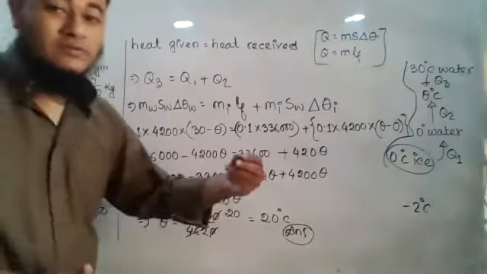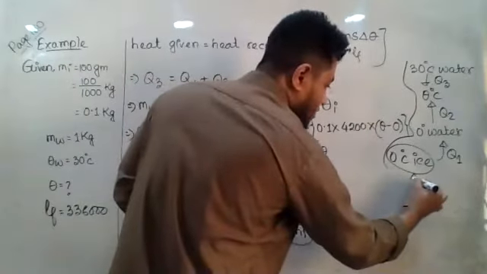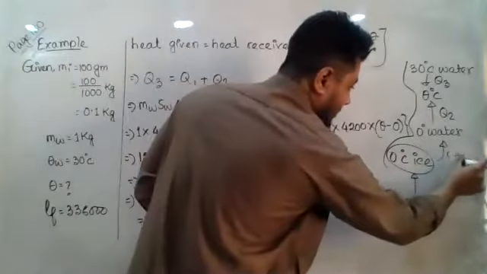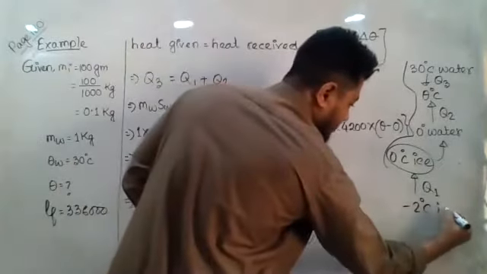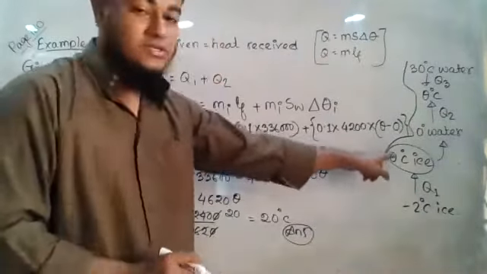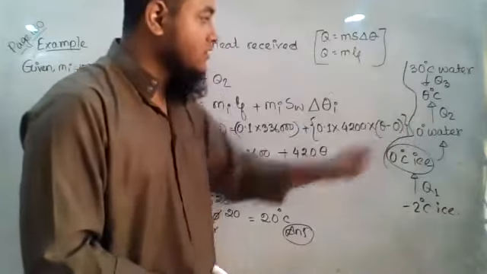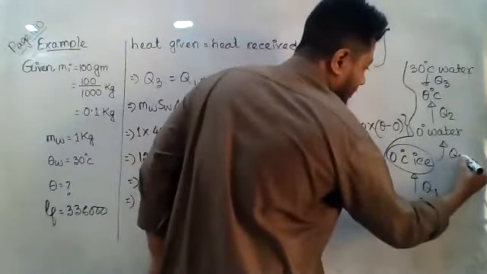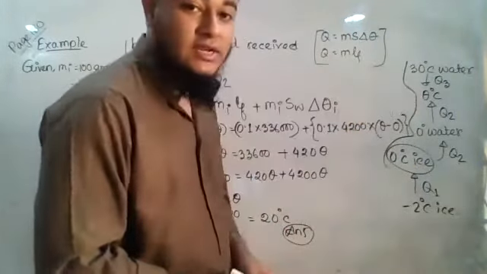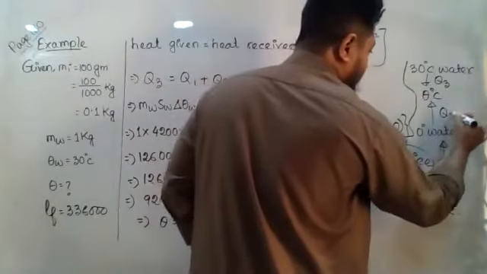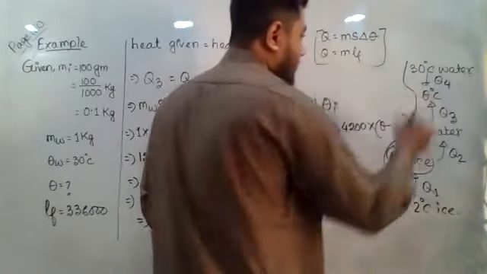So when the ice receives the heat, in the first step it will raise its temperature to 0 degrees Celsius. That will be our Q1: minus 2 degrees Celsius ice converted to 0 degrees Celsius ice. Then 0 degree Celsius ice will be converted to 0 degree Celsius water. That will be our Q2. Then 0 degree Celsius water will rise to theta degree Celsius. That will be our Q3, and the heat that is given up, let us consider that as Q4.